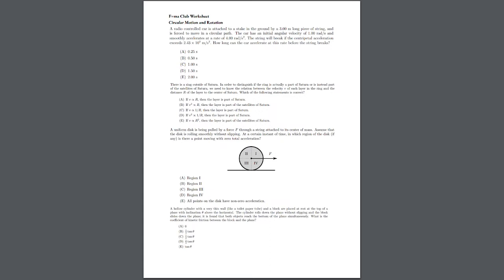Car has an initial angular velocity of 1 radian per second, and it smoothly accelerates at a rate of 4 radians per second squared. The string will break when the centripetal acceleration exceeds 243 meters per second squared. How long can the car accelerate at this rate before the string breaks, right? Okay, let's switch to our scene here.